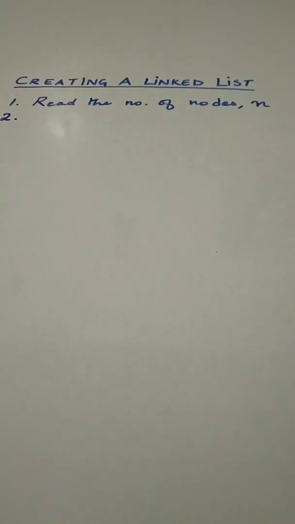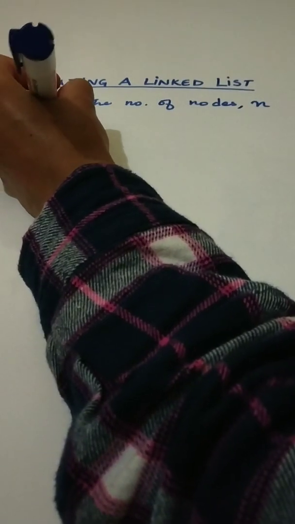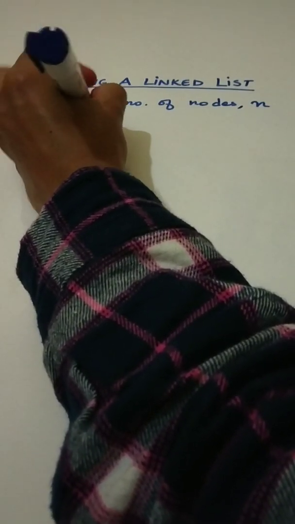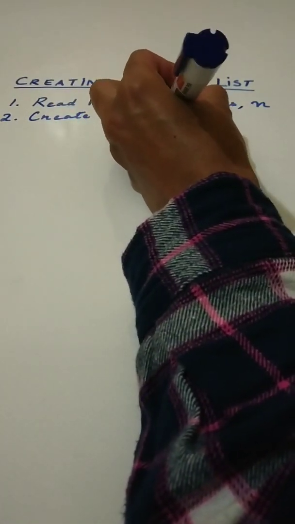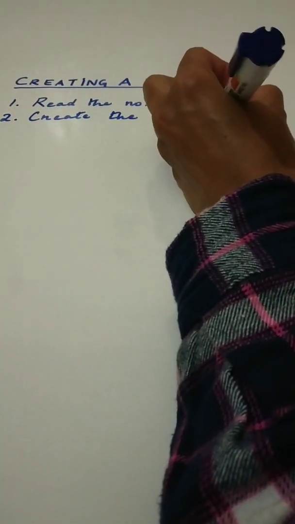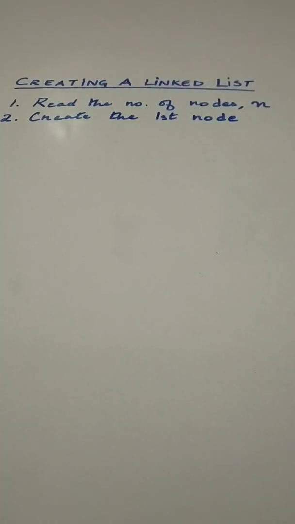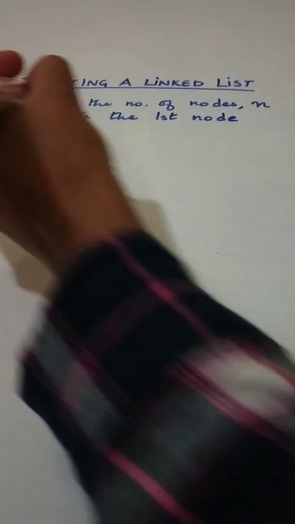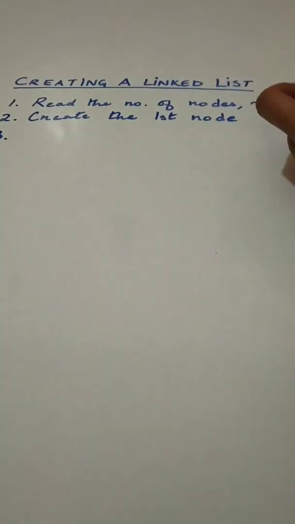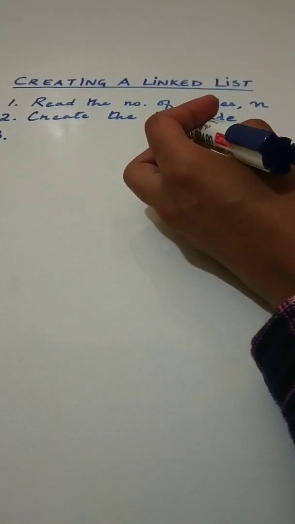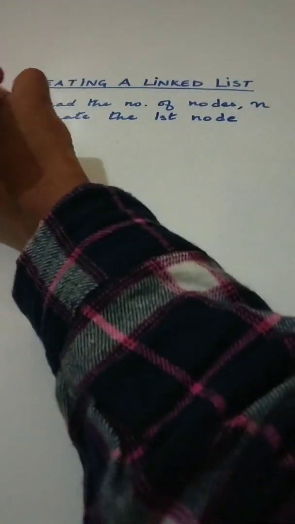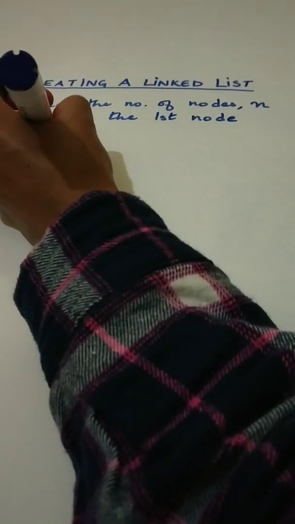The second step is we need to create the first node. This we had seen in the previous video of how to create a single node. Then after that, the third step is, since I've created the first node and I have to create n nodes, now I have to create n minus 1 nodes because the first node has already been created. So let me create n minus 1 nodes.